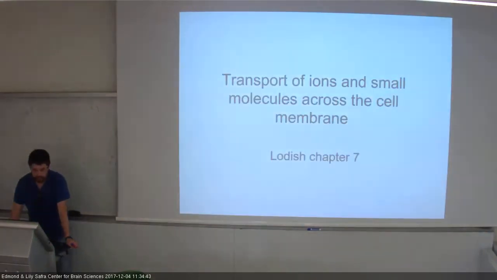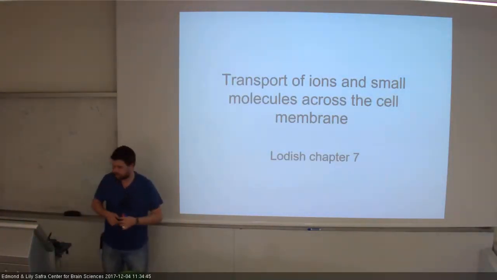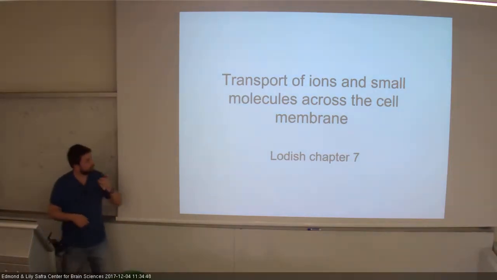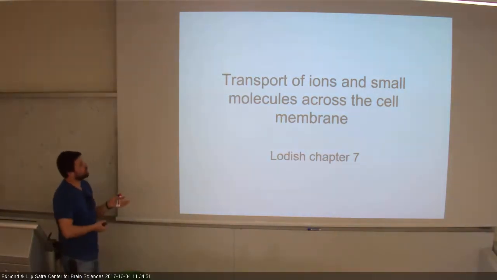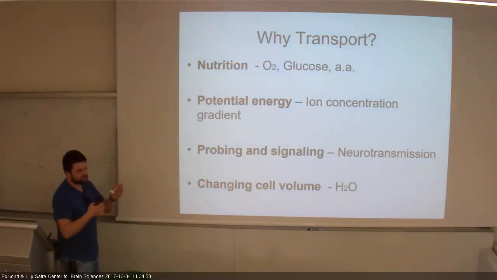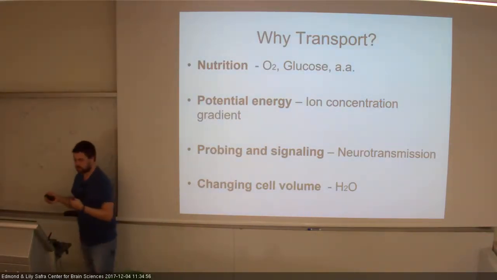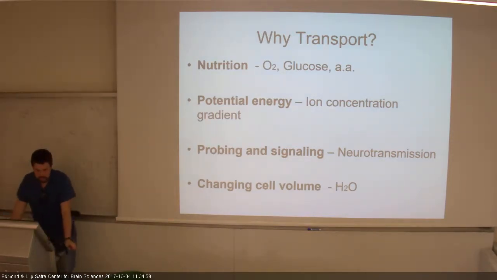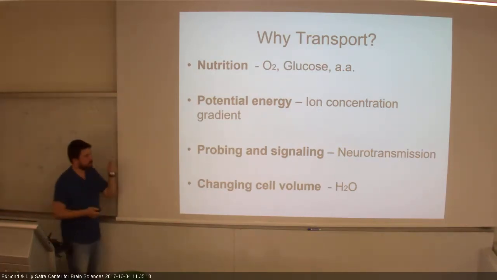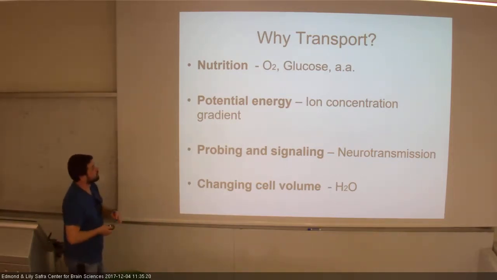So, transport of ions and small molecules across the cell membrane. First of all, we need to define why the cell should transport things across the membrane. We can divide it into four major categories, but I'm sure there are more. First, the simplest thing, is nutrition. The cell is not isolated. It needs to get energy, oxygen, and amino acids, for example. So it has to transport all of these substances from outside through the cell membrane.